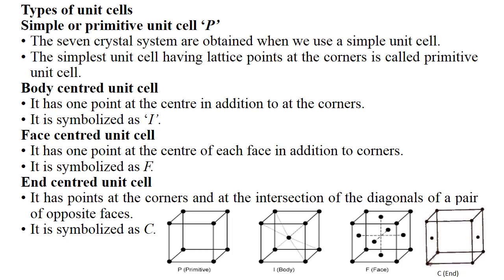And at the end it is the end-centered cube. In the end-centered unit cell, the lattice points are present at the corners of this unit cell, and in addition to the corners, 2 points are present which are at the diagonal positions of the unit cell.